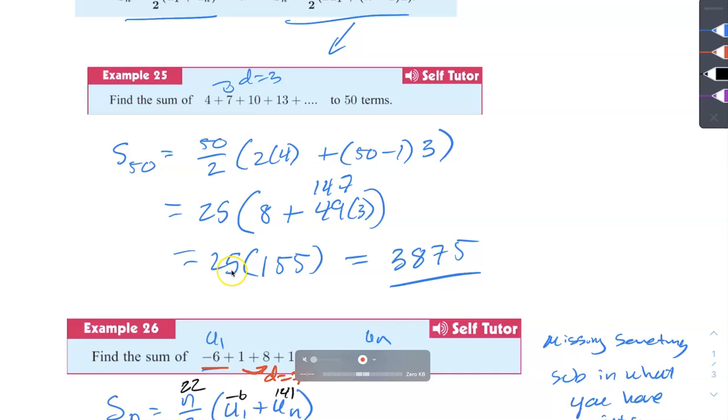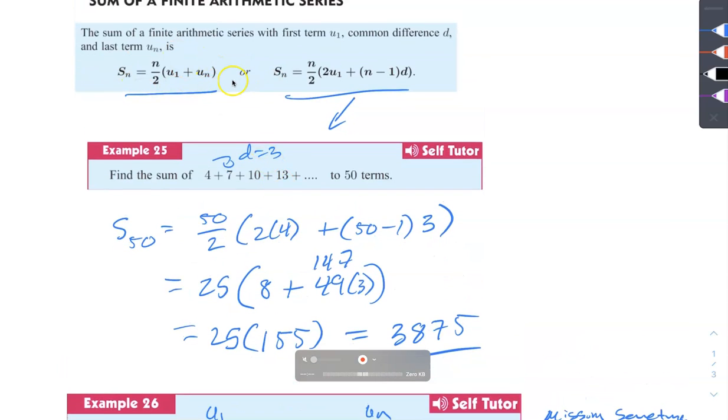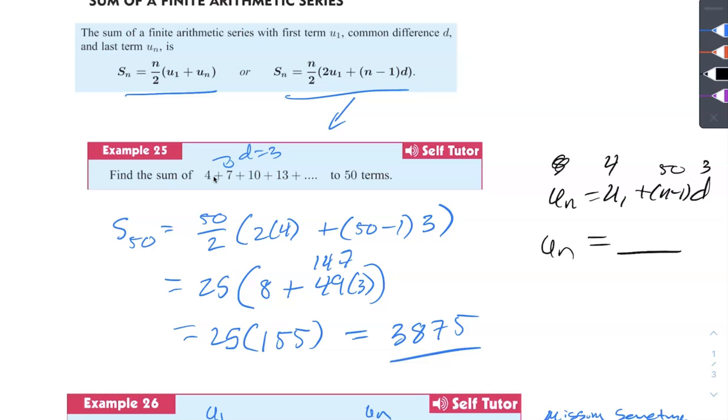That would have been true up here also, by the way. If I really want to use this formula, I could go back to my original formula, the original term, and plug in what I had to find un, because again, I don't have un here. So u1 I would have 4, n I would have 50, common difference I had is 3. So you can simplify that and get your un, and then you can use this formula if you prefer.